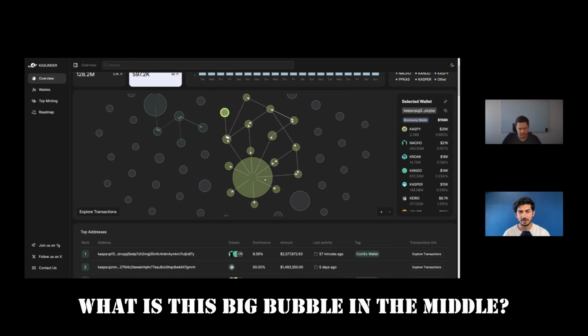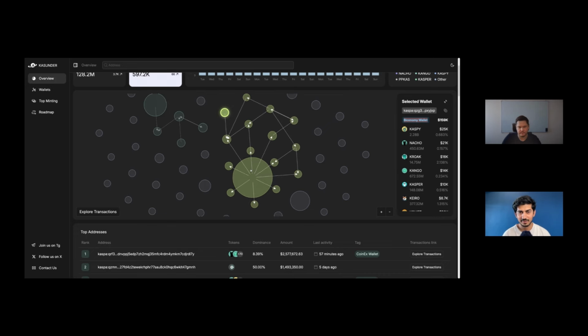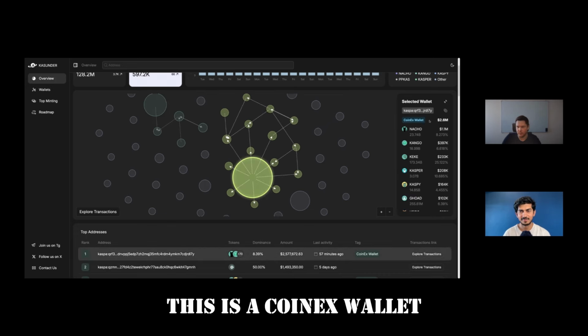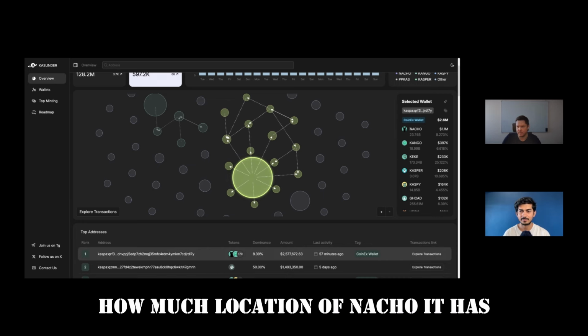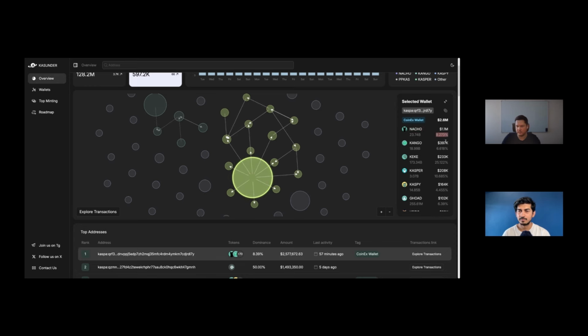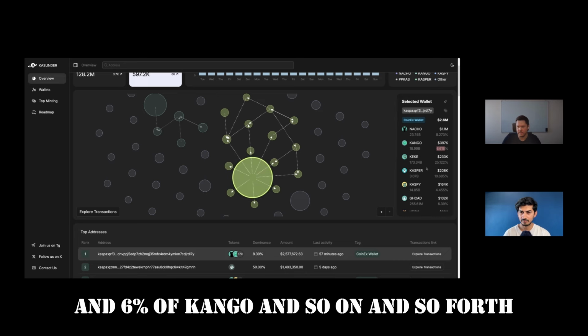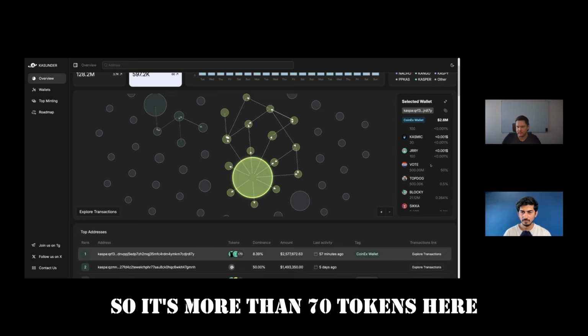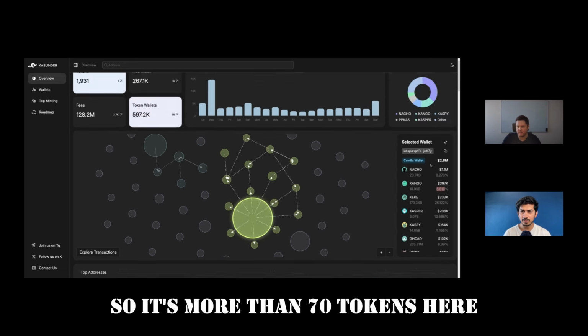So what is this big bubble in the middle? This is a CoinX wallet. Oh, okay. CoinX, for example, you can see immediately how much allocation of Nacho it has. It has more than 8% of all the Nacho that exist. They are storing it on this wallet, and 6% of Kango, and so on and so forth. So it's more than 70 tokens here.